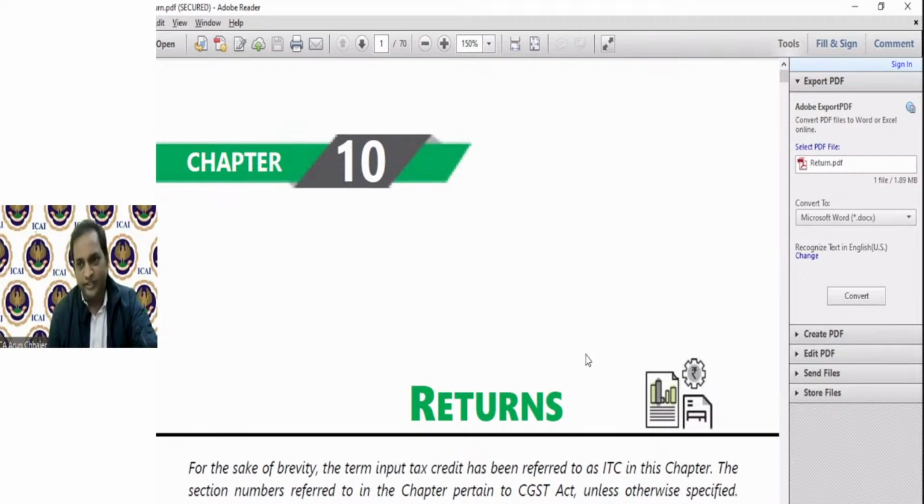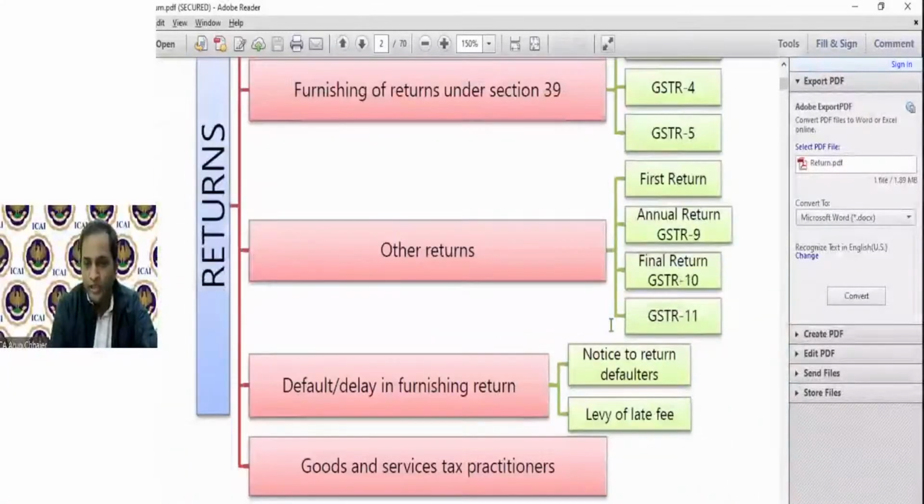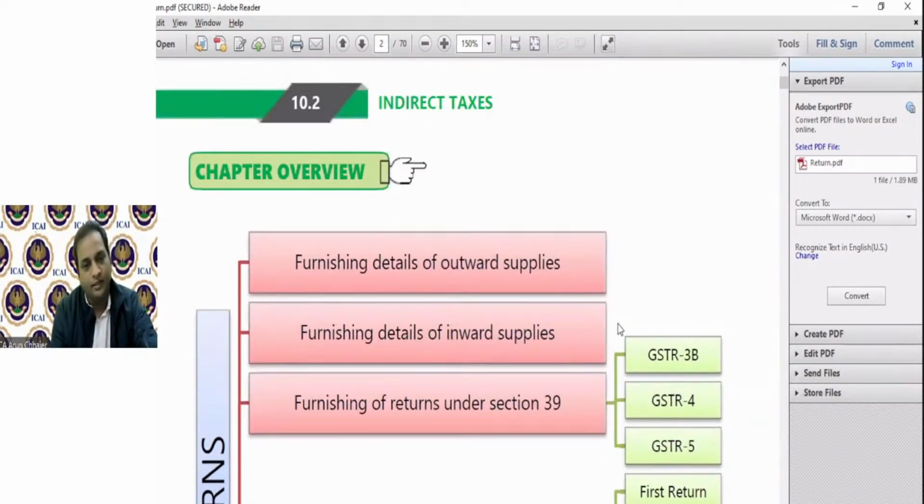Today topic is GST return. It's a practical class. We'll discuss the GST portal also and theory provisions as well. So in the GST return mechanism, there is a concept of GSTR-1, GSTR-2A, GSTR-2B, GSTR-3B, 4, 5, 9, 10, 11. We'll discuss one by one. Today we are giving the focus on the GSTR-1.